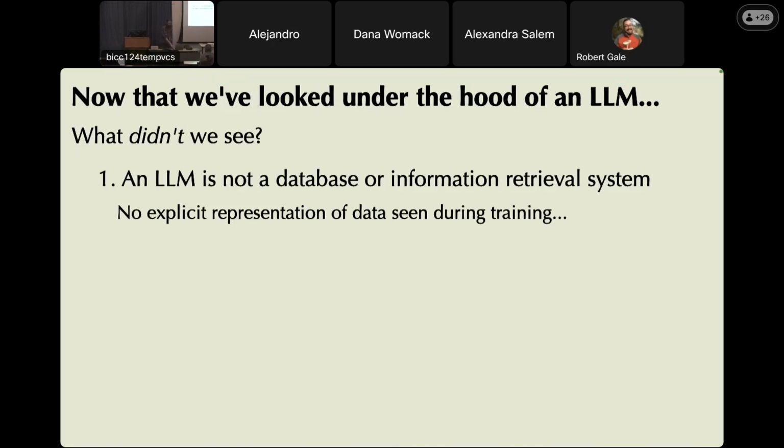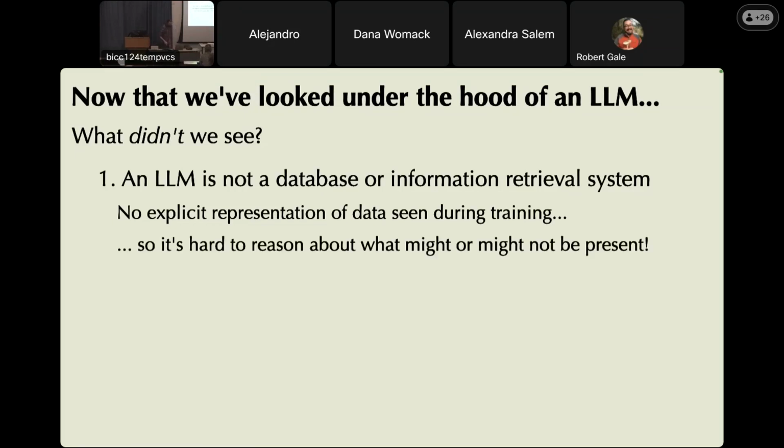LLMs don't have that. They have a bunch of continuous points in some space that who knows what it means. So that means that it's really hard to know what might or might not be present. And that's one of the reasons why citations are such a struggle for large language models, because fundamentally they don't have citations in them, right? They have things that if you squint at them, it might decide to interpret as a citation, or it might not, who knows, right? It's just qualitatively different.